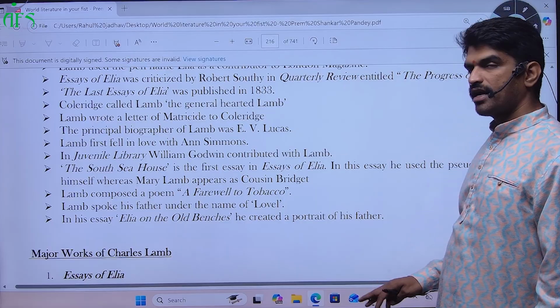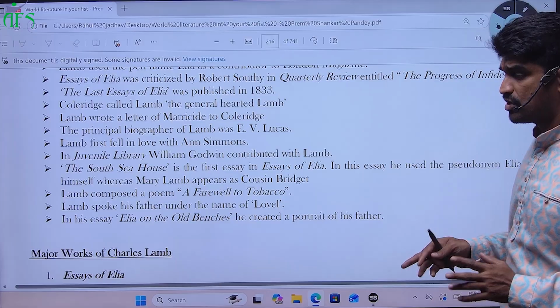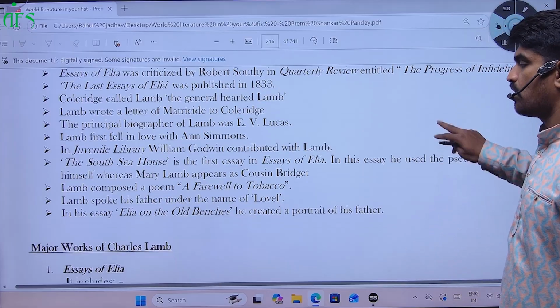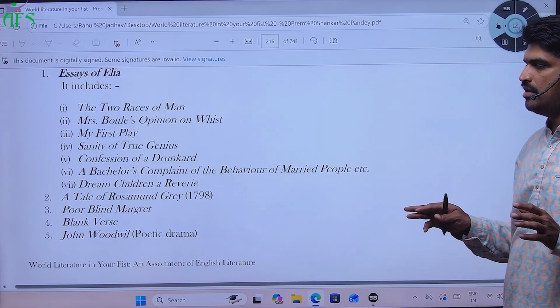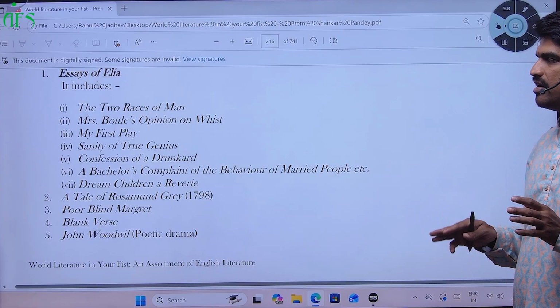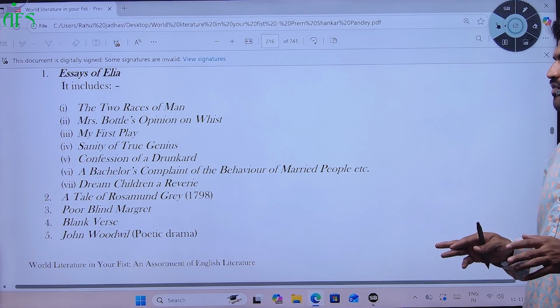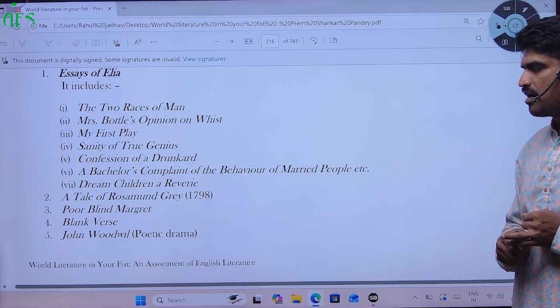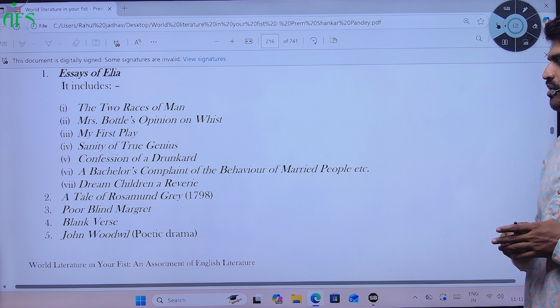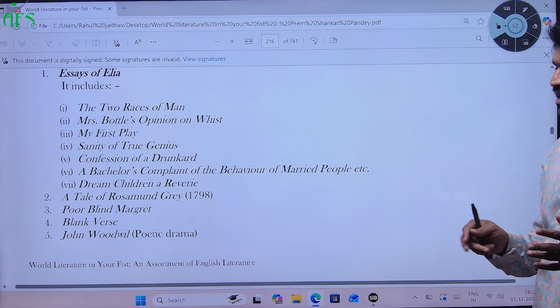So now look at his major works and what those works are about. These are the around seven essays that are included in Essays of Elia. Apart from that, A Tale of Rosamund Grey, then Poor Blind Margaret, and Blank Verse, and John Woodville, the poetic drama that he has written so far.